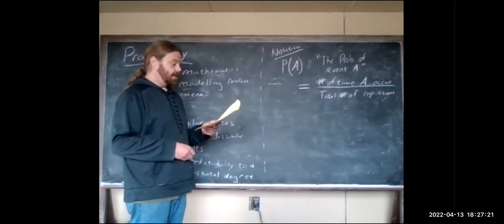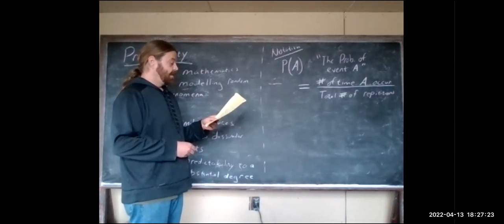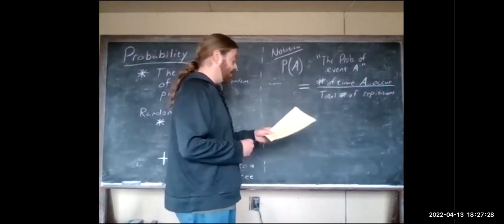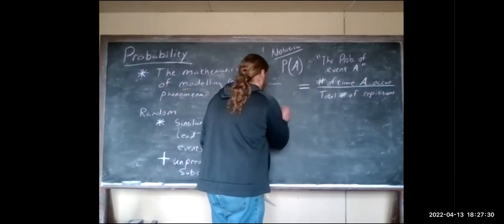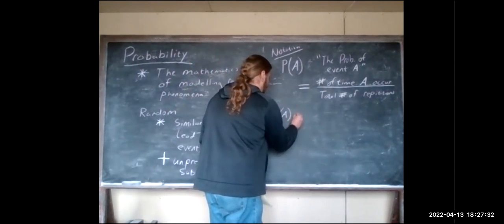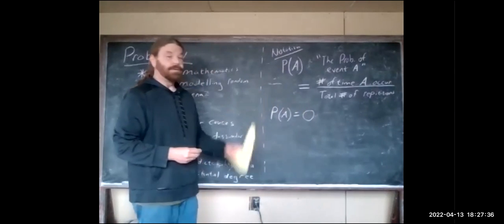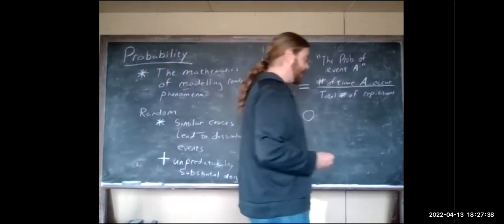There are a couple of key points to look at about probabilities in general. Some important things to remember. If the probability of A is equal to 0, that means absolutely no chance it will happen.